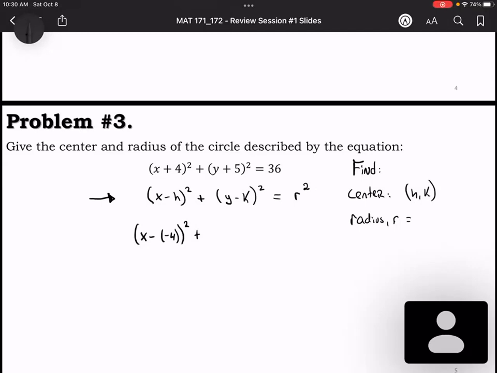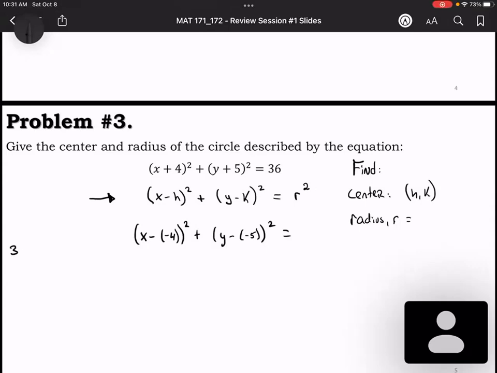Yeah, you could do the same thing. What would it be? Careful. There you go. (y - 5)² equals... well, 36 is equal to our r². Can you rewrite 36 so that we could identify the value of r? Yeah, 36 is a perfect square number, right? So what is the square root of 36? 6. So r², which is equal to 36, right?